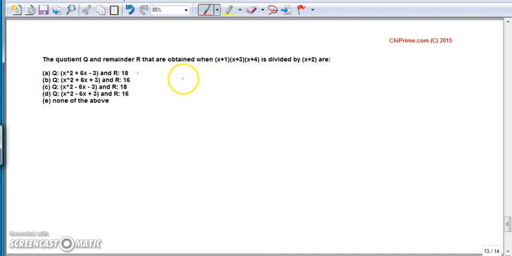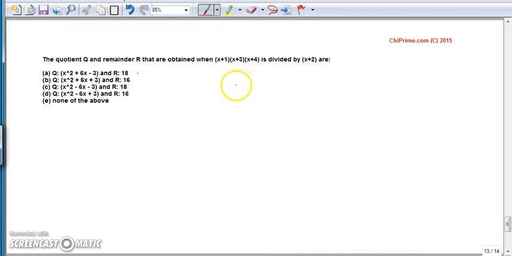As usual, I'll give you a second to read the question and pause the video if you'd like to solve the problem yourself, and then we'll proceed to solve the problem together. Alright, so let's begin. Here you're given an expression, x plus 1 times x plus 3 times x plus 4, and you're asked what the quotient and remainder would be if this expression was divided by x plus 2.